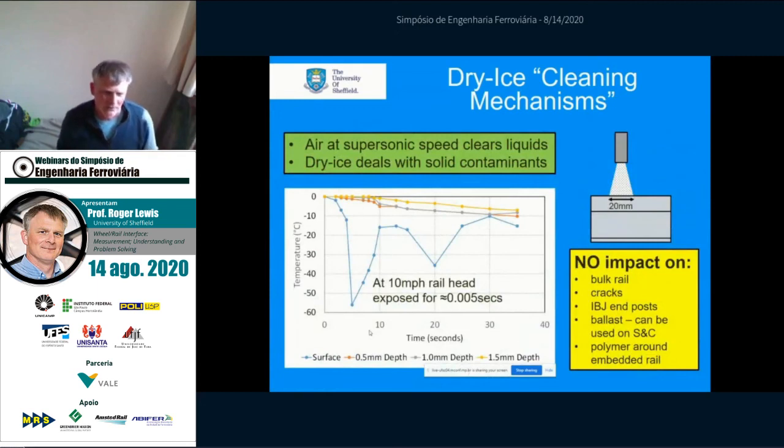We get asked a lot, is the temperature a problem here? Well, the bulk temperature of the rail in the time the rail is exposed to the dry ice is not going to change. It's about 0.005 of a second that the dry ice is hitting the rail. You can see on the graph there, you'd have to have exposure for minutes to get a bulk temperature change. So it has no impact on the bulk rail, cracks, IBJ, M posts. It also doesn't influence the ballast, which means it can be used over switches and crossings. The water jets that are used are so powerful that they will displace the ballast if they're not directly firing on the rail, which is a big problem.